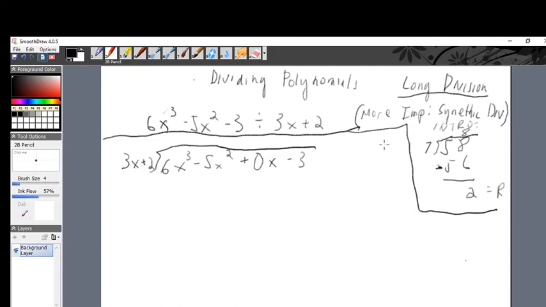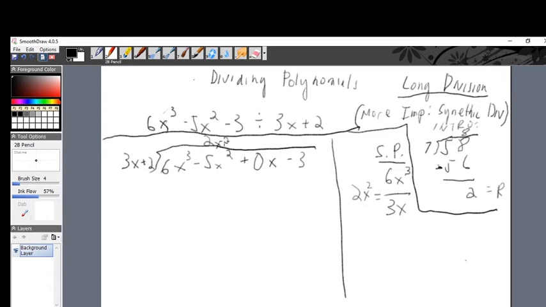Now, some scrap paper. The first thing you do is take 6x cubed and divide it by the leading term over on the left-hand side, 3x. And what do you get? You get 2. 6 over 3 is 2, and x cubed over x is x squared. That's what you get. Where do you put that? You put it right above the x squared part.